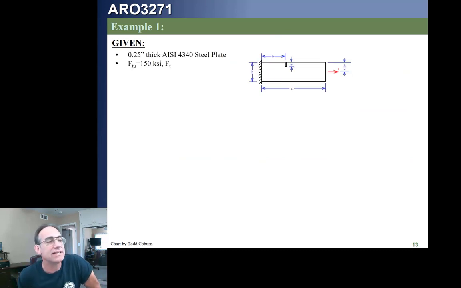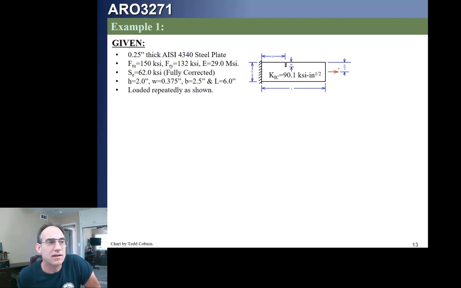Let's say we have a part like this. This is the material. Here's our allowables, endurance limit, and so on. Do we need the endurance limit if we're doing fracture mechanics? No, that's for fatigue analysis. We're doing fracture mechanics, we don't need that. We do need the K1C, which we see here.